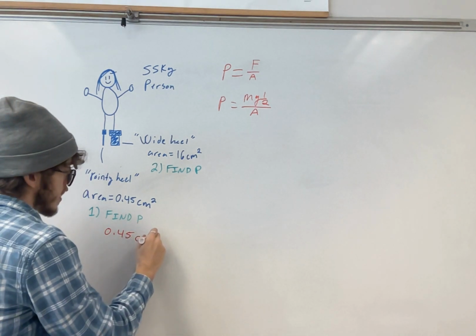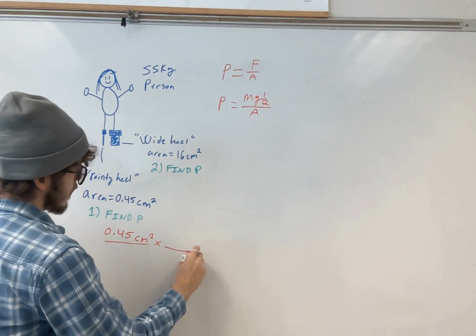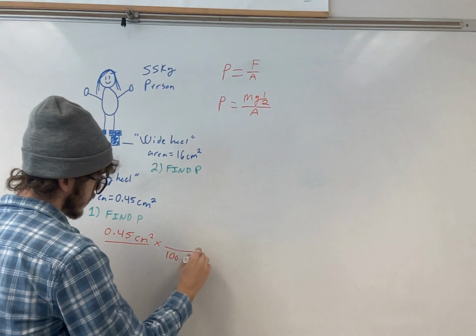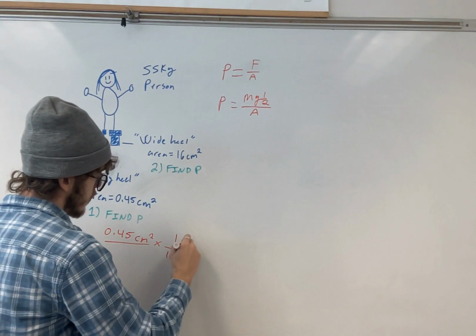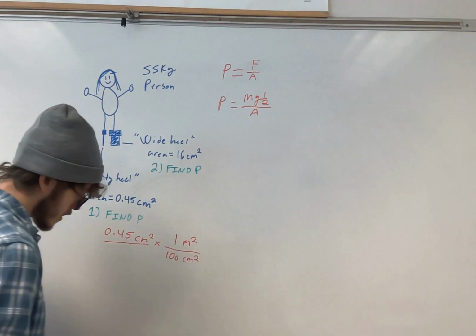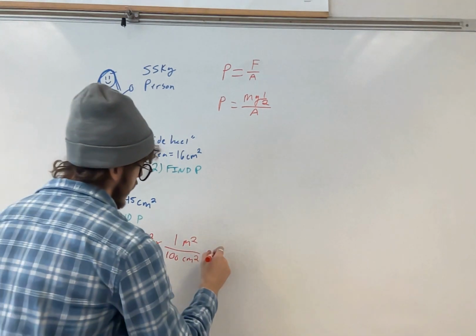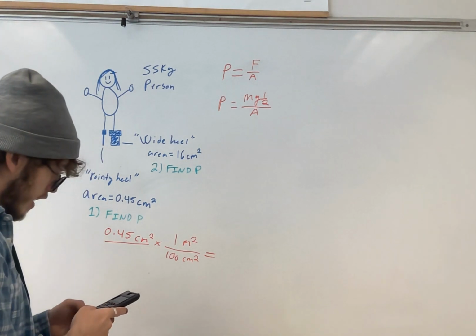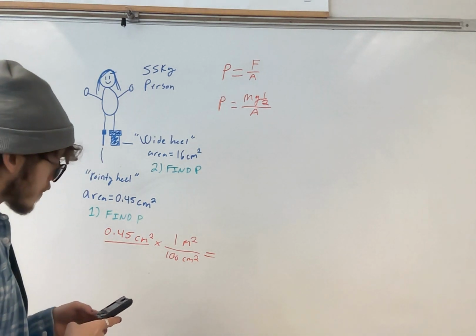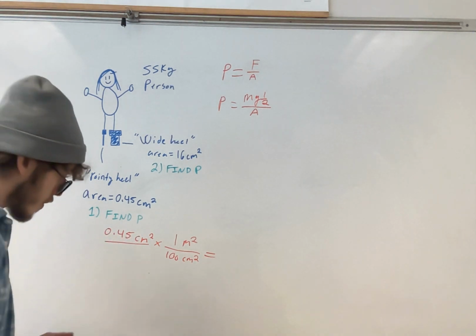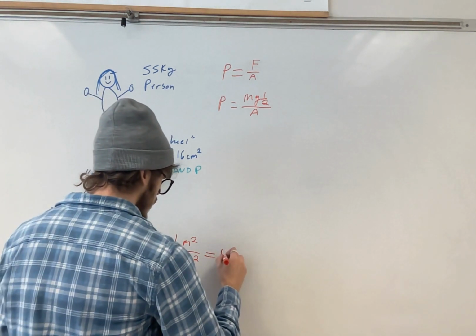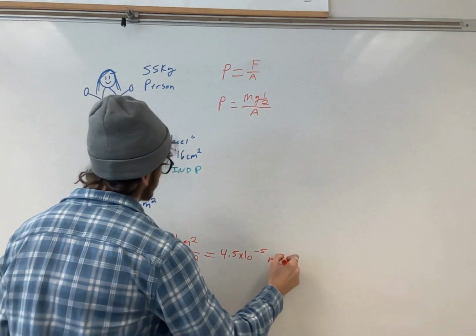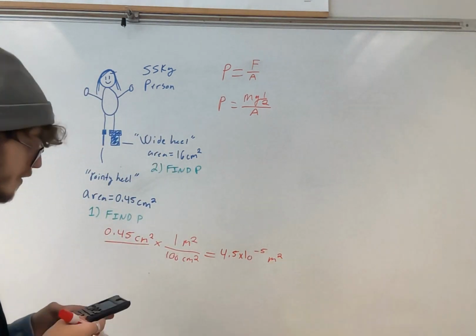0.45 square centimeters. For every 100 centimeters, we have 1 meter. Okay, and when we do that, we have to square 100 here to actually do a correct conversion. So it's 0.45 divided by 100 squared, which gives us 4.5 times 10 to the negative 5 meters squared. It's a very small area.